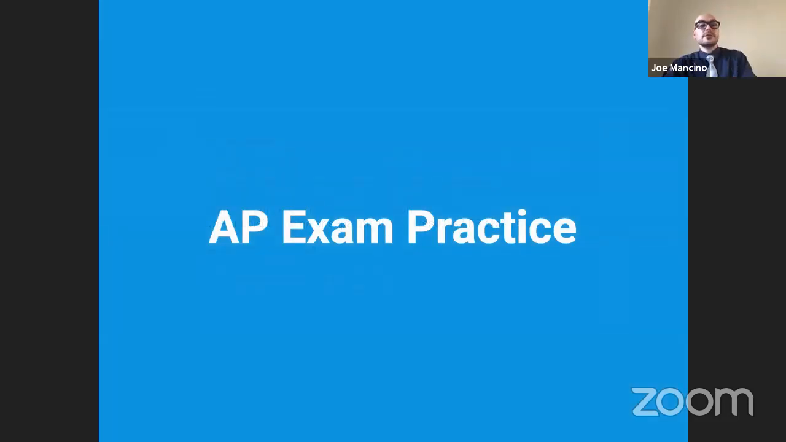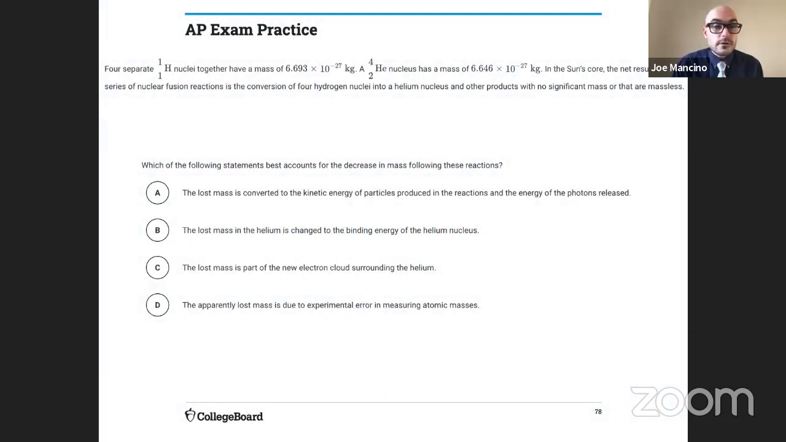So here it is. Here's your AP exam practice question. I'm going to warn you the font size on this is kind of small in retrospect, so definitely take a screenshot, a good high resolution one. 4 separate hydrogen nuclei together have that given mass, but a helium nucleus has that mass. In the sun's core, the result of a series of nuclear reactions is the conversion of 4 hydrogen nuclei into a helium nucleus. Which of the following best accounts for the difference in mass? And also, screenshot that.